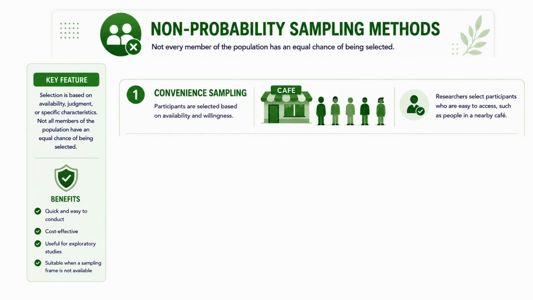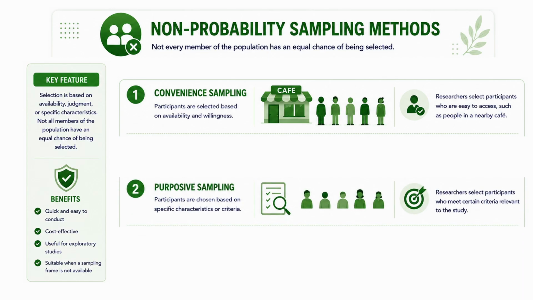Okay, now we will go through the different sampling methods. Convenience sampling. Participants are selected based on availability and willingness of participants. You go to a cafe and select all people who are coming for drinking coffee. Researchers select participants who are easy to access, such as people in a nearby cafe, or students coming to a canteen. You can select them.